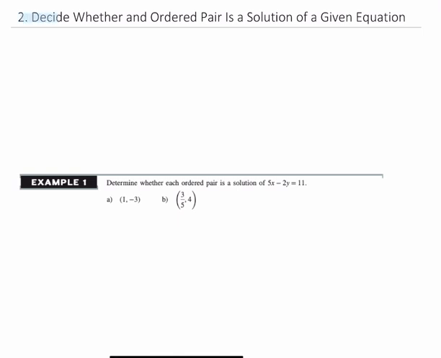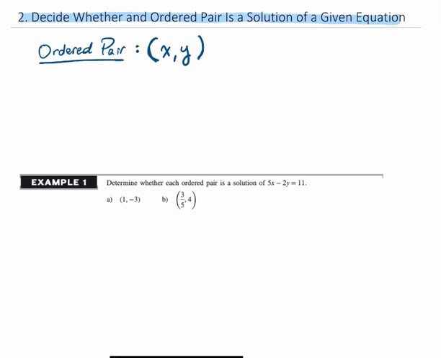So this section is on deciding whether an ordered pair is a solution to a given equation. So first let's define what they mean by an ordered pair. So we had two variables previously, x and y, and we can place them within parentheses with a comma between them. And this is how we represent a point in space, and we'll view this in a graph a little bit later.